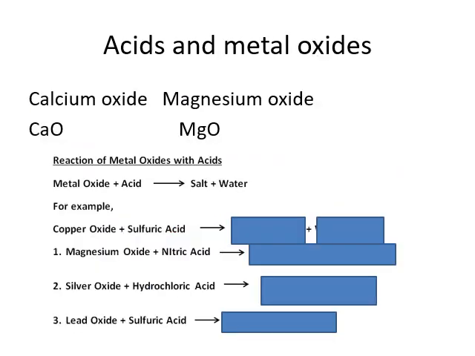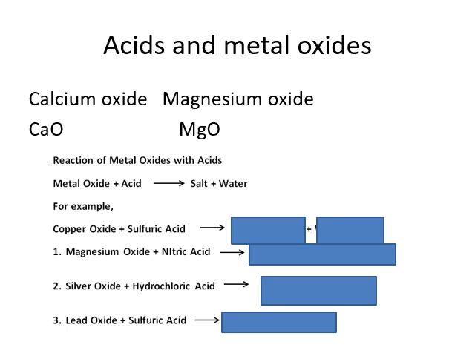So the next reactions that we're going to look at are the reactions between acids and metal oxides. Metal oxides are metals where they've reacted with oxygen. So you can see two examples at the top here, so calcium oxide and magnesium oxide. When they react with acids, they form a salt again, but this time instead of hydrogen they form water. So metal oxide plus acid gives salt and water.